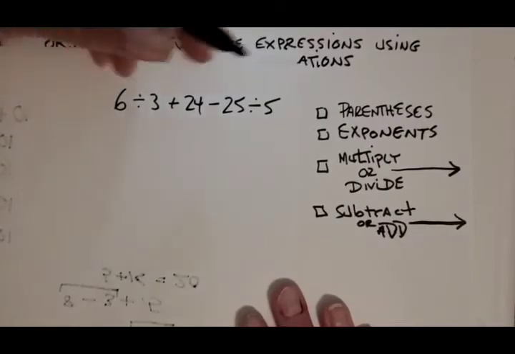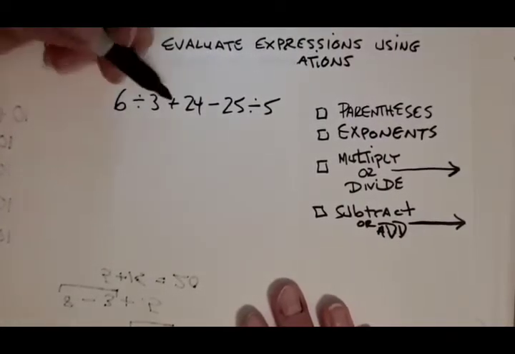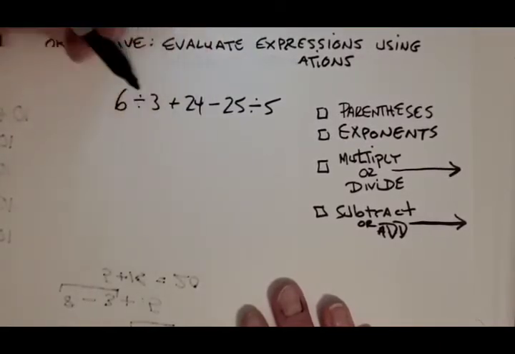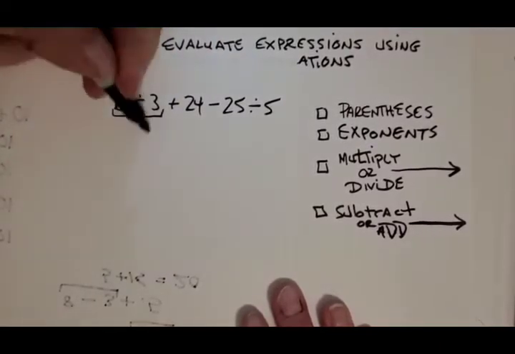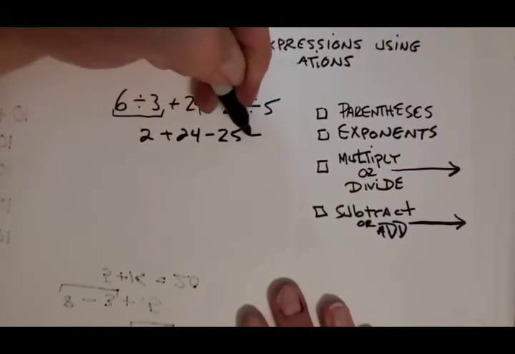Alright, let's see if you're right. There are no parentheses. There are no exponents. Multiply or divide. So I got division. 6 divided by 3 is 2. Copy the rest.